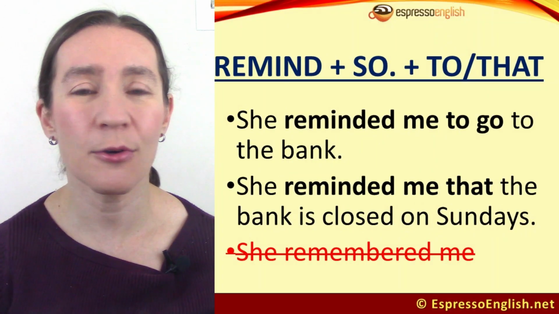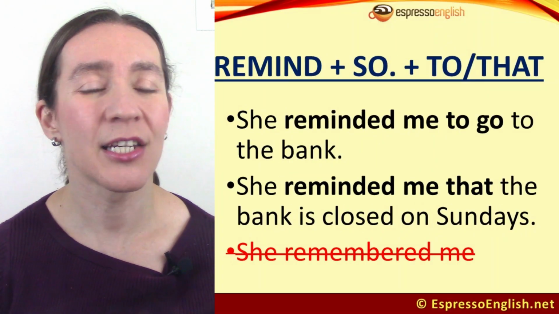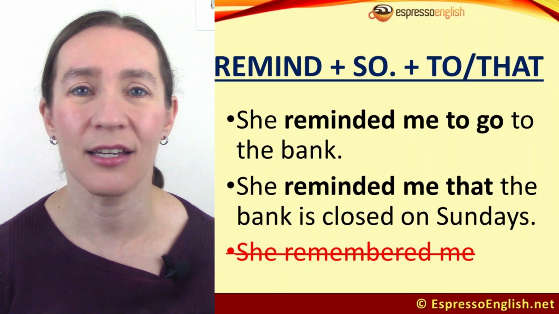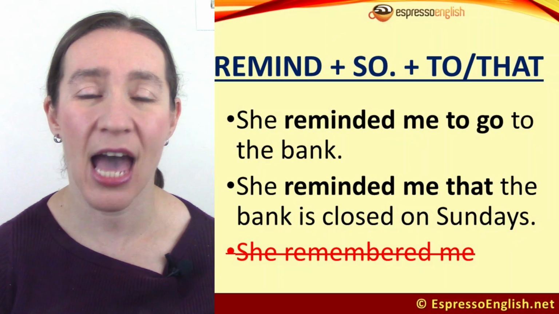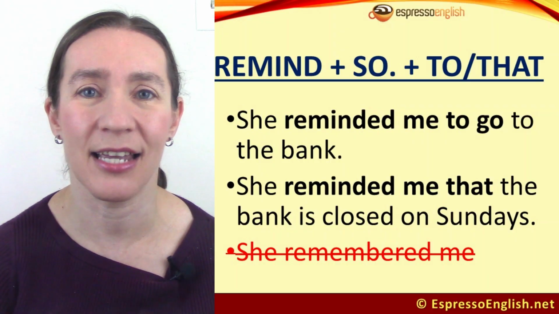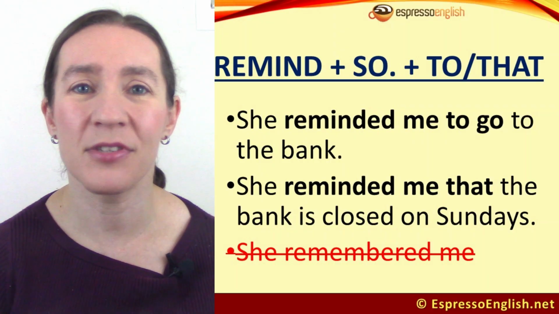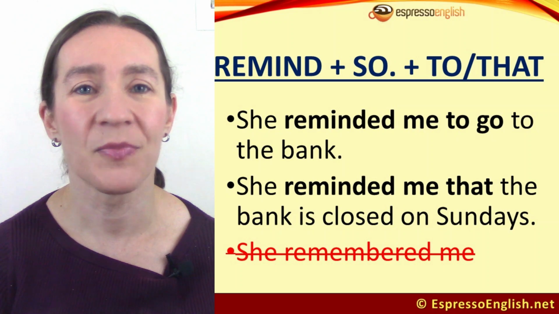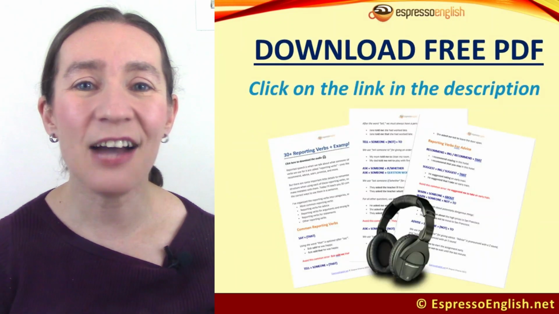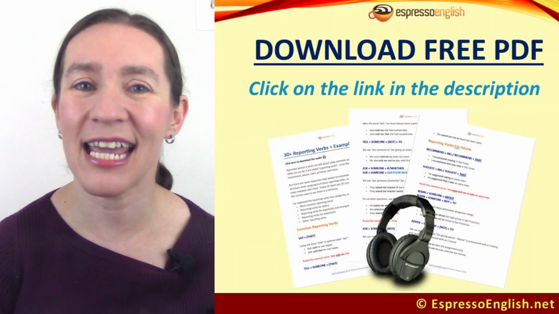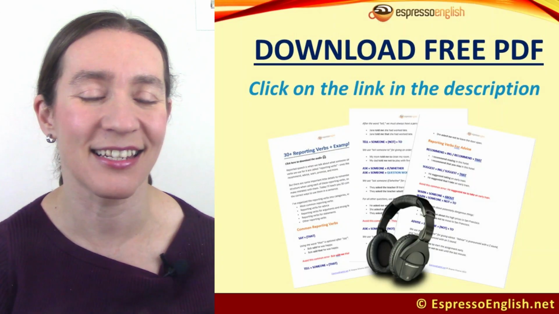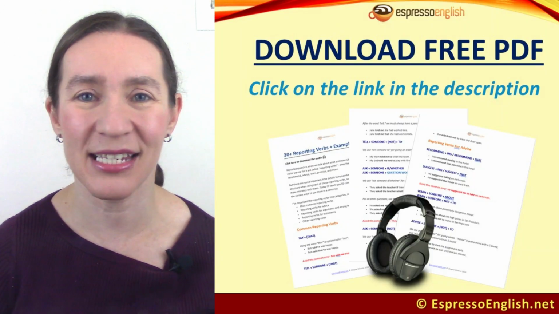Remind someone to or remind someone that. She reminded me to go to the bank, or she reminded me that the bank is closed on Sundays. Avoid the common error of saying she remembered me to go. It should be reminded. Now you know 30 reporting verbs and how to use them correctly in sentences. And I challenge you to create your own sentence with each one.